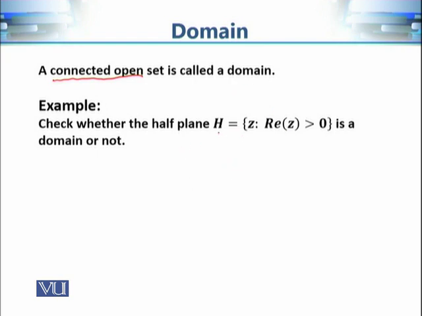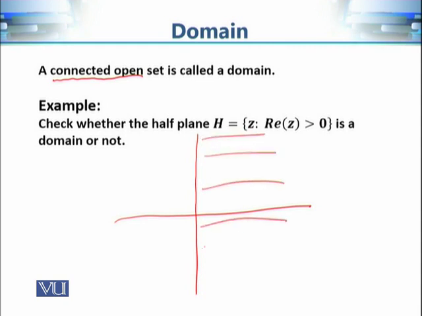Now let's consider this example of a half plane. Okay, so consider this complex plane. Now what is this set H? It is the set of all complex numbers whose real part is strictly greater than 0. So in other words, everything on this side. And of course, nothing on the imaginary axis is included because the real part is strictly greater than 0.